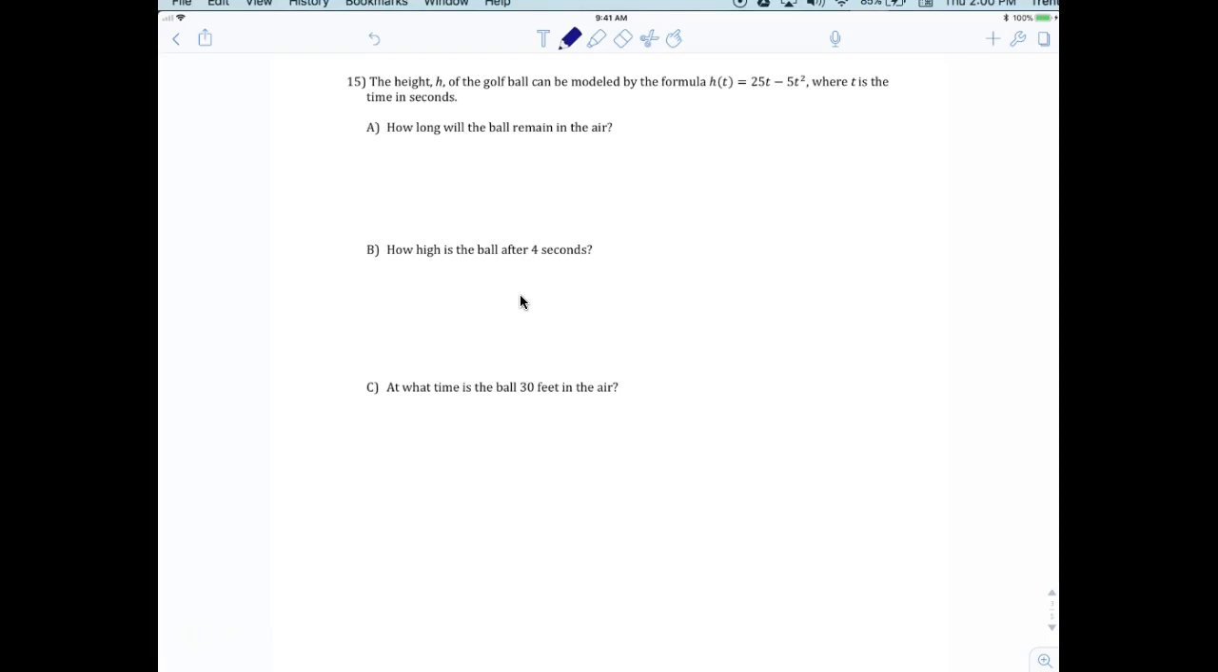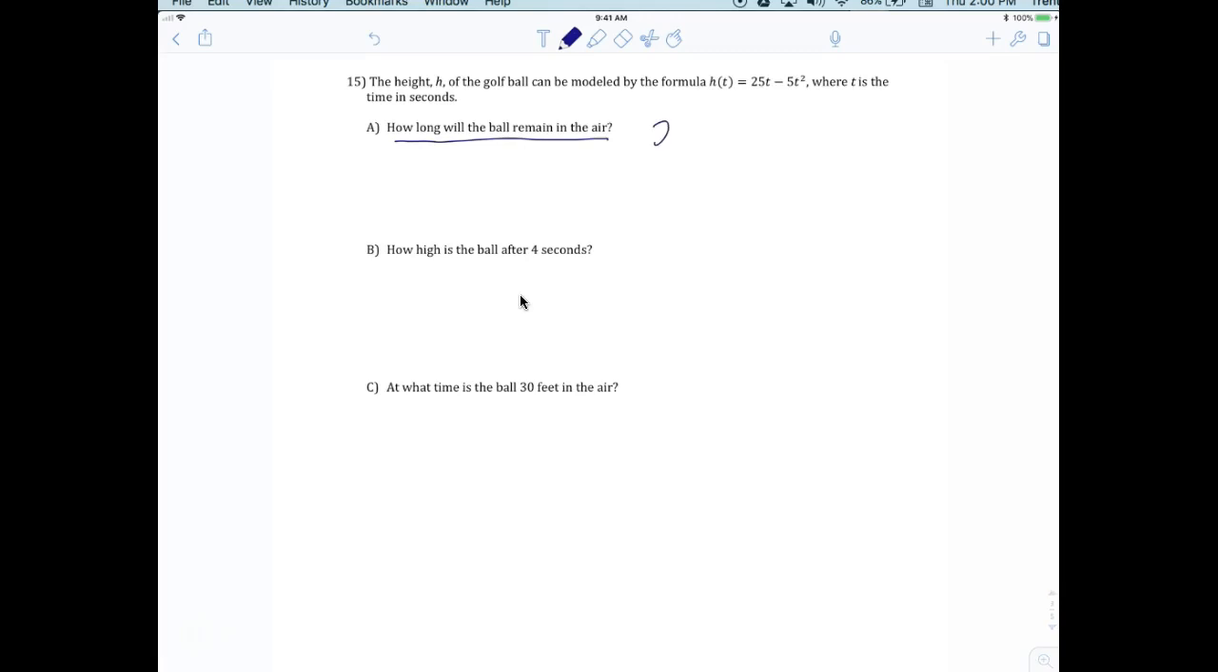So in this case, all you have to do is watch carefully and answer the question. And know that t represents time and h represents height. That's it. Now read the question carefully. It says, how long will the ball remain in the air? The ball will remain in the air until the height is 0.